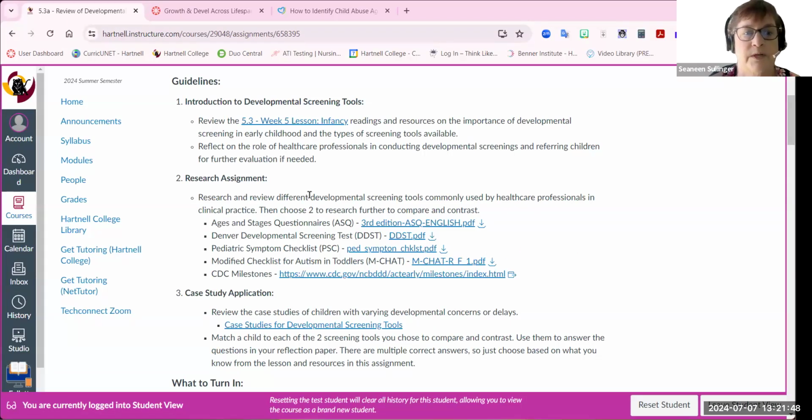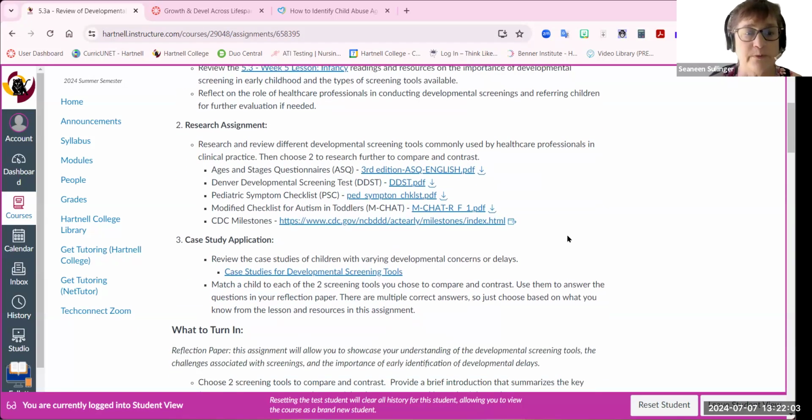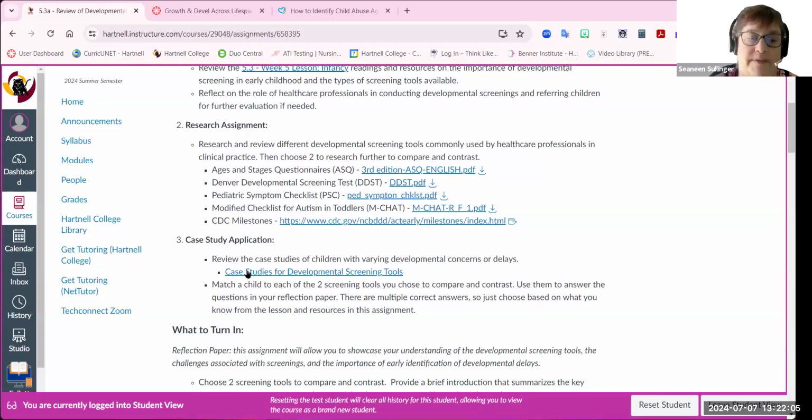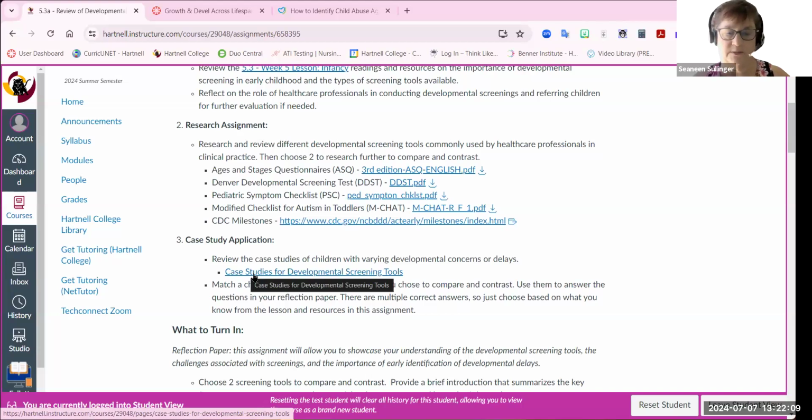And so you're going to look at those, because what you're going to end up doing is comparing to compare and contrast 2 of them. So you're going to look at all of these and then choose 2 to research further to compare and contrast them. And to help you do that, you have these case studies for developmental screening tools. Yes, I guess you can see I like case studies.